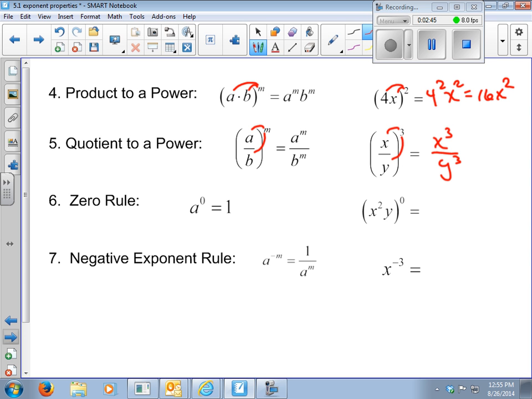The zero rule, anything raised to the 0 power is always 1 no matter what. So anything raised to the 0 power. This whole quantity in the brackets raised to the 0 power means your answer is just 1.